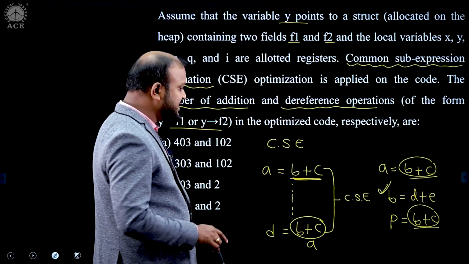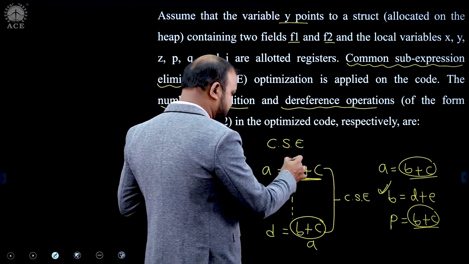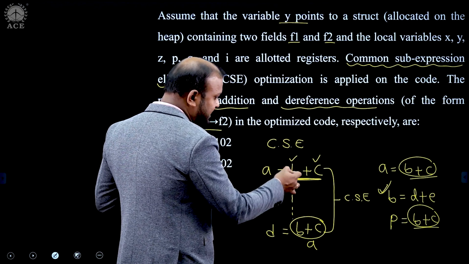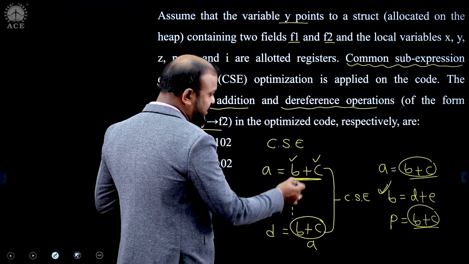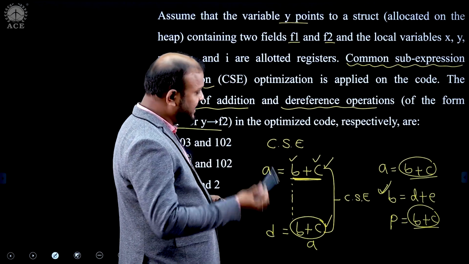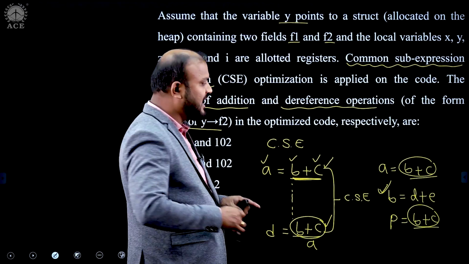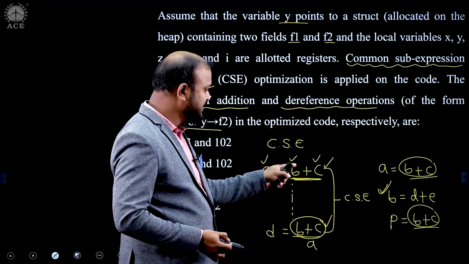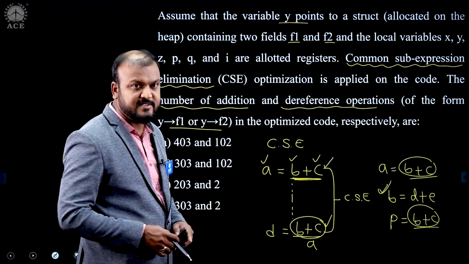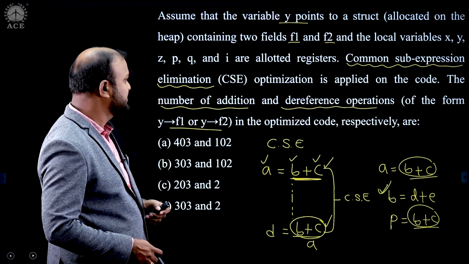For it to be a common sub-expression, no variable involved in that expression may be redefined. If it is not redefined, the value of that expression will be the same at this point and at this point. Instead of recomputing, we make use of the value so that we can avoid recomputation of the expression. Such expressions are called common sub-expressions. This question is based on common sub-expressions.